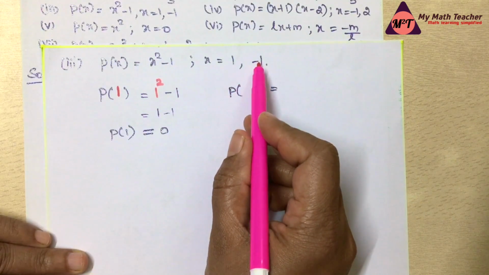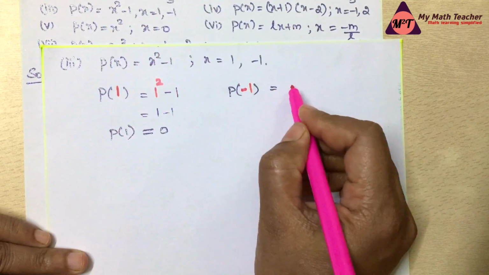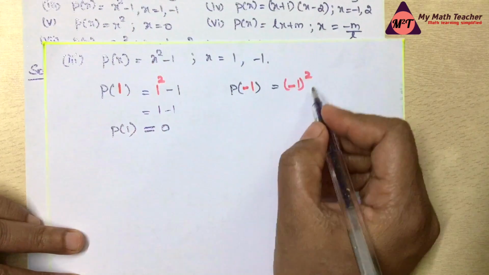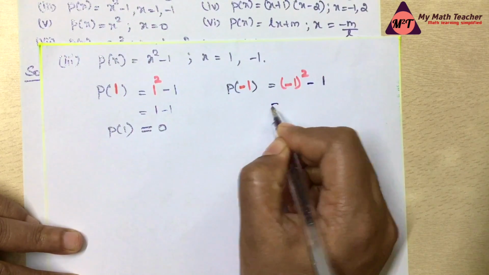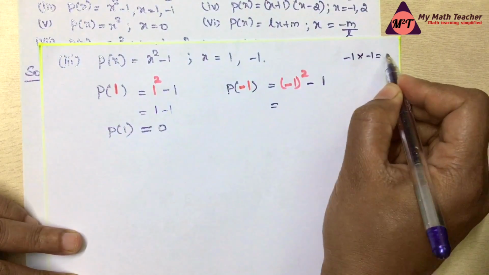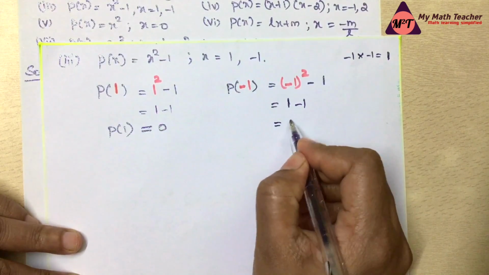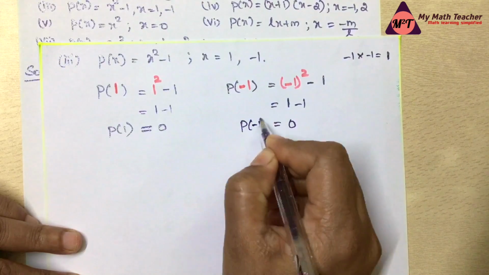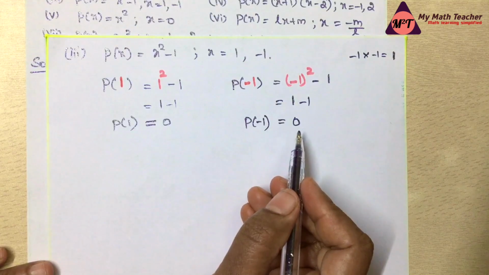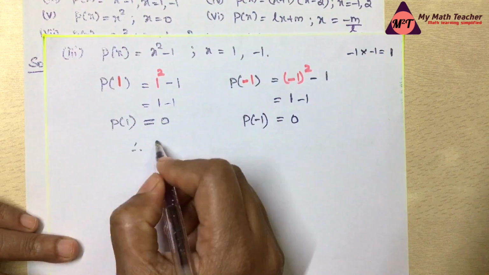Let us check for p of minus 1. P of minus 1 is minus 1 square minus 1, since it is x square minus 1. Minus 1 square is minus 1 into minus 1, which is plus 1. 1 minus 1 is equal to 0. Now p of minus 1 is also equal to 0. For both the values, we have got the polynomial as 0. Therefore, 1 and minus 1 are the zeros of p of x.